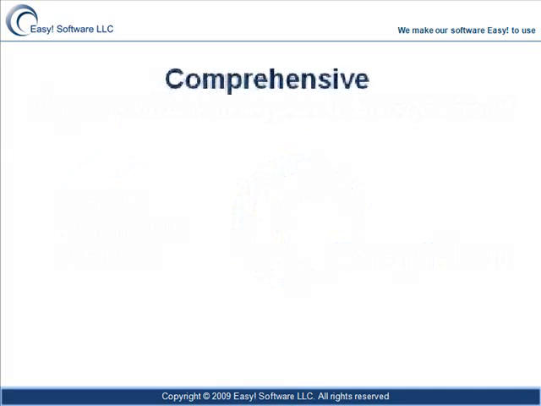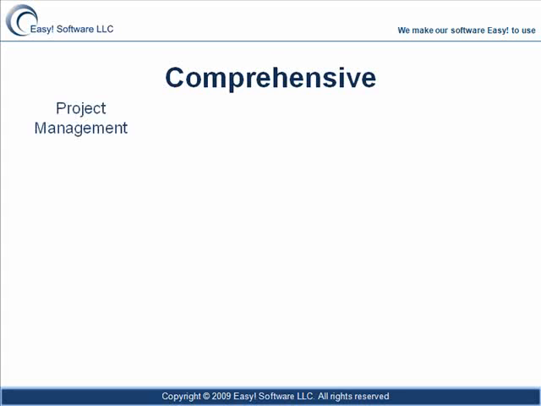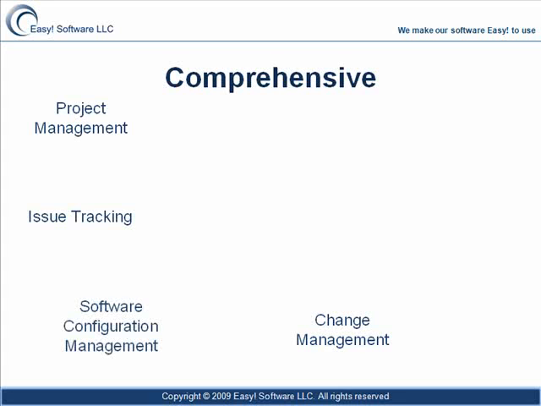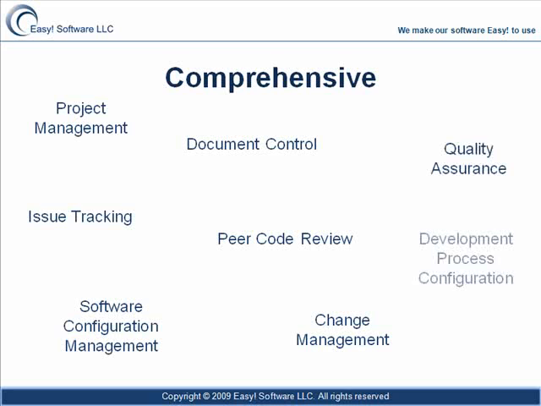EasyFlow consists of the following functional modules: project management, change management, issue tracking, software configuration management, document control, peer code review, quality assurance, and development process configuration.